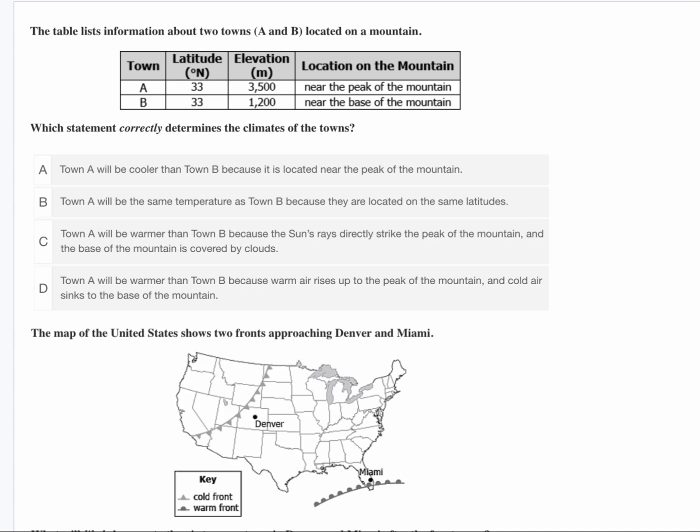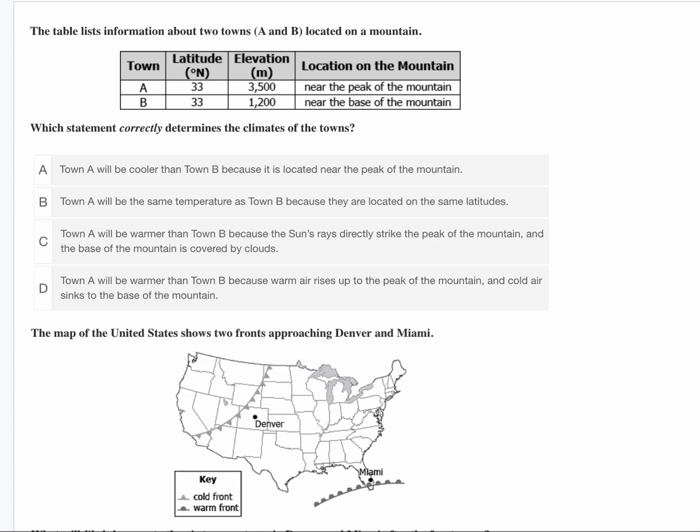The table lists information about two towns, A and B, located on a mountain. First column, town A, B. Second column, latitude, degrees north, 33, 33. Elevation in meters, 3,500, 1,200. Location on the mountain, near the peak of the mountain, near the base of the mountain.